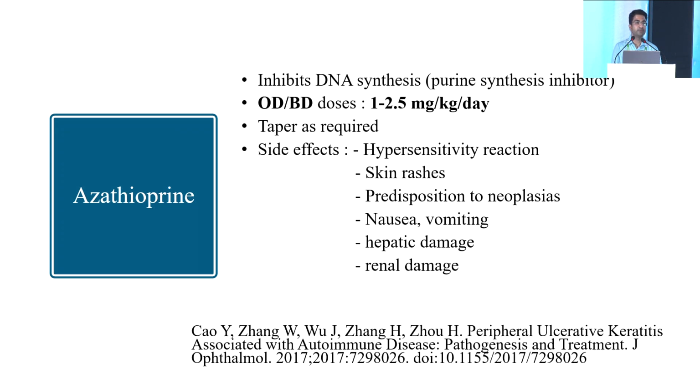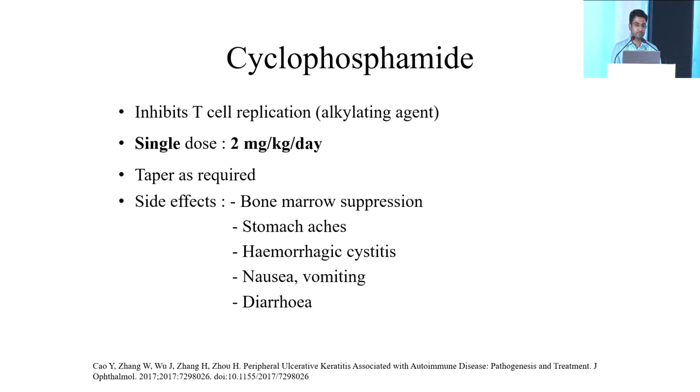Next is azathioprine, which is a DNA synthesis inhibitor, and it is given at a dose of 1 to 2.5 milligram OD/BD doses. Side effects include skin rashes, predisposition to neoplasias. Cyclophosphamide is also an inhibitor of T cells, which is an alkylating agent, and a single dose of 2 milligram per kilogram per day can be given. Side effects are bone marrow suppression, as well as other common side effects like nausea, vomiting, diarrhea.